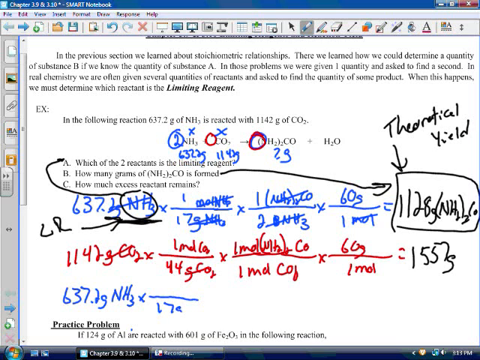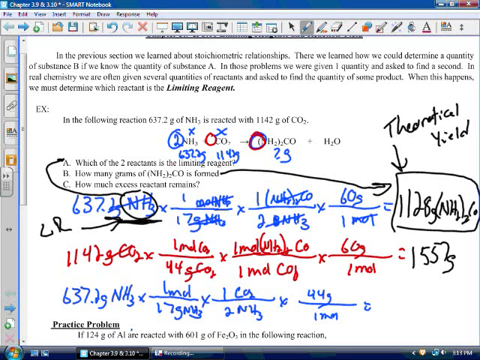So again, there are 17 grams of NH3 per mole. The ratio of CO2 to NH3, what I want over what I have, is 1 to 2. So there's 1 CO2 for every 2 NH3s. And then the molar mass, or molecular mass of CO2 is 44 grams per mole.